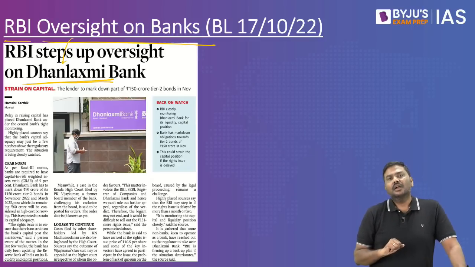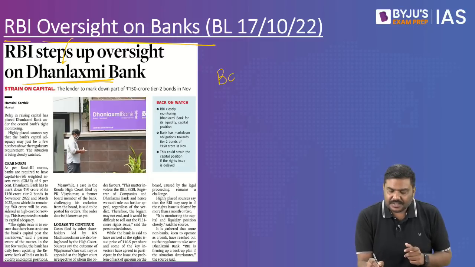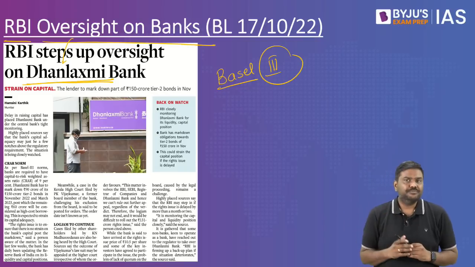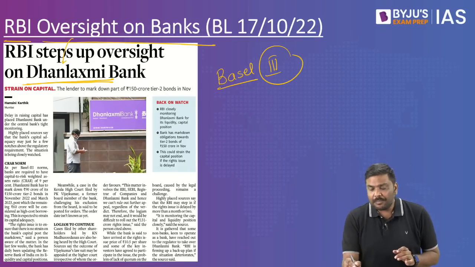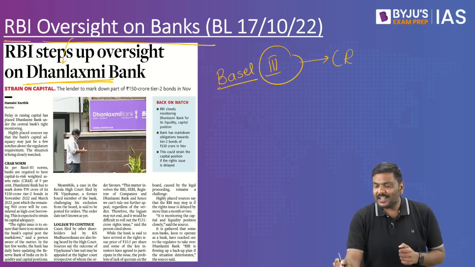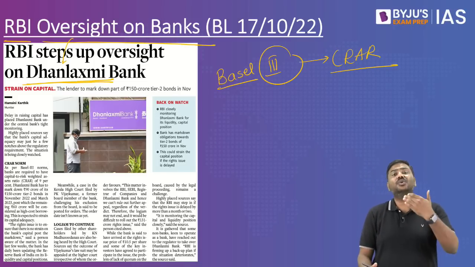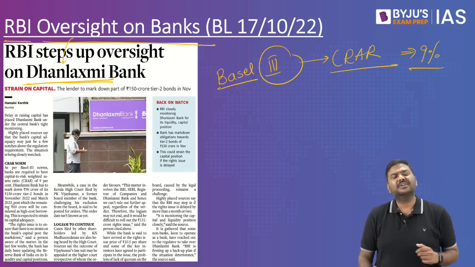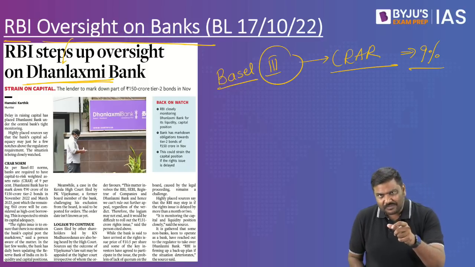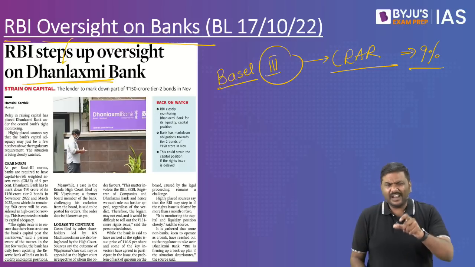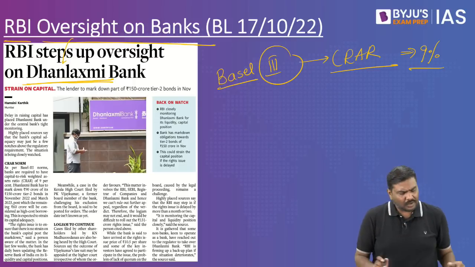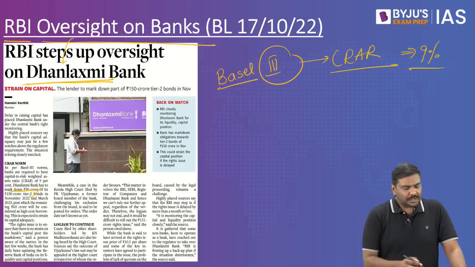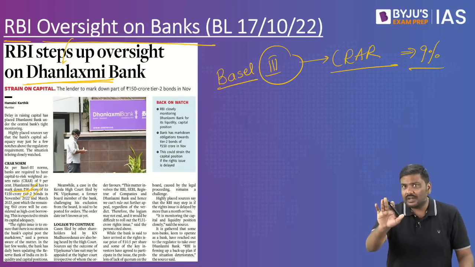Simple. I'm pretty sure all of you know the concept of Basel guidelines. Basel 3 guidelines are being implemented in the Indian banking sector. And under Basel 3 guidelines, you are supposed to have a credit to risk weighted assets ratio, CRAR, of 9%. That is compulsory. But very recently it has been found that Dhanlakshmi Bank is going to write off or mark down, reduce the value of the tier 2 bonds by a certain value. Don't worry about the value, not relevant.